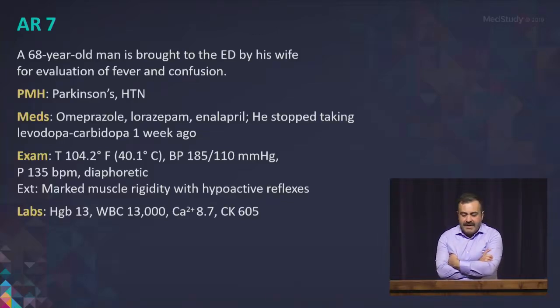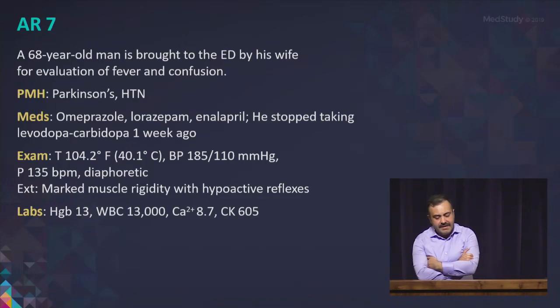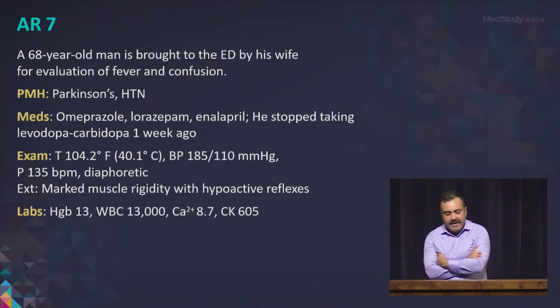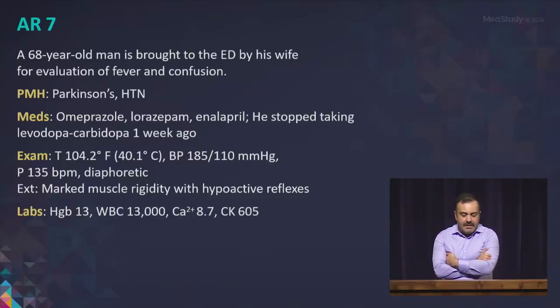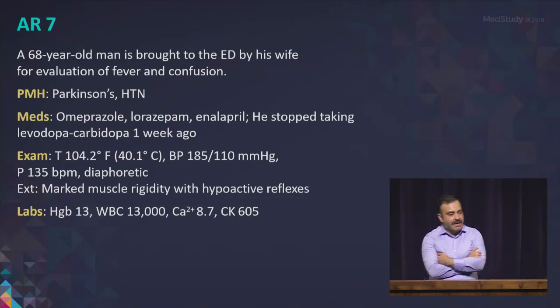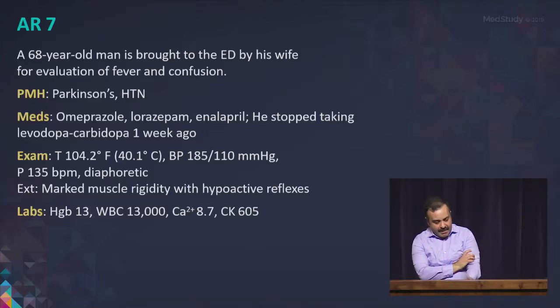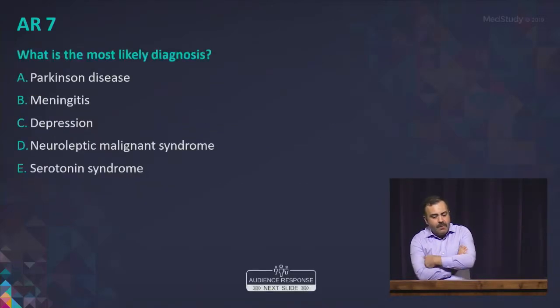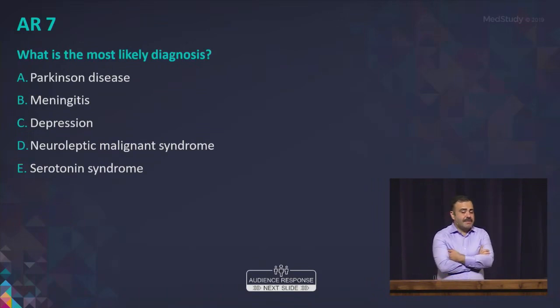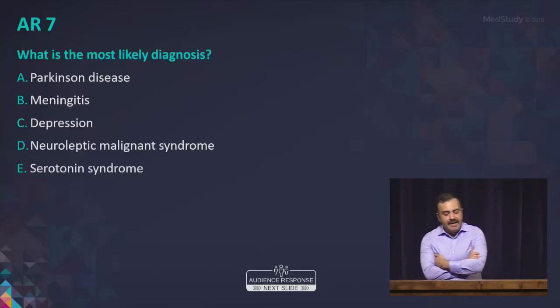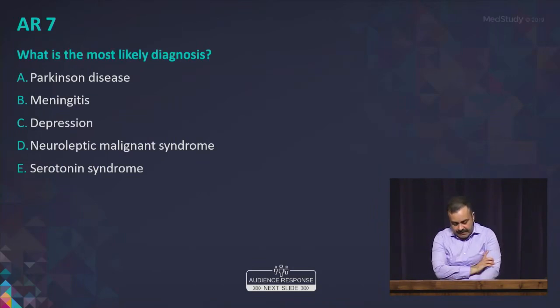On exam, he's febrile, hypertensive, tachycardic, and diaphoretic. Also in the exam, you notice that he has marked muscle rigidity with hypoactive reflexes. On labs, you notice elevated white blood cell count and elevated CK. What is the most likely diagnosis? Parkinson's disease, meningitis, depression, neuroleptic malignant syndrome, or serotonin syndrome?